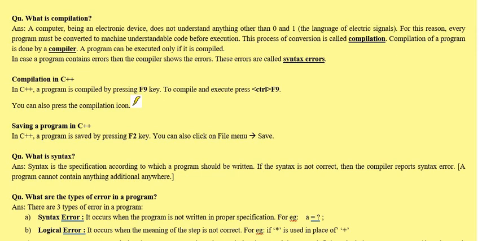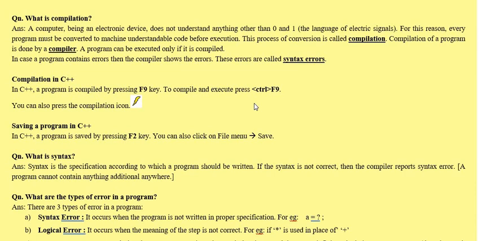If everything is correct, then it can be translated. If everything is not correct, then some error will be visible. Those errors are called syntax errors. That means the machine cannot understand what you are telling it directly. Okay. There are some other types of errors.